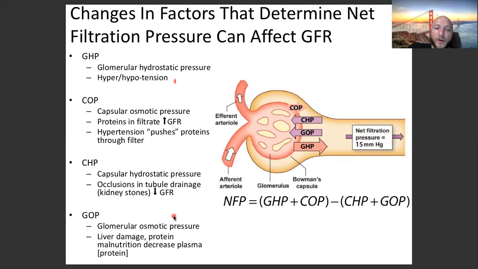Glomerular osmotic pressure is going to be the number of proteins and dissolved stuff in our plasma. Well, if you're malnourished, if you remember kwashiorkor, you don't have enough protein in your plasma, it can throw off your GOP, which throws off your GFR. Liver damage, so you have fewer blood proteins. So there's a wide range of pathologies that can alter these forces and have an ultimate effect on kidney function.